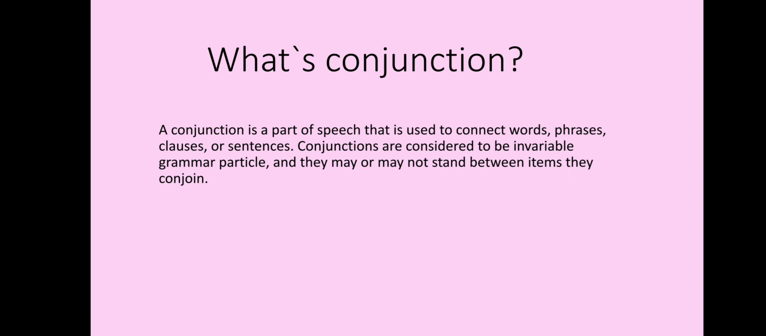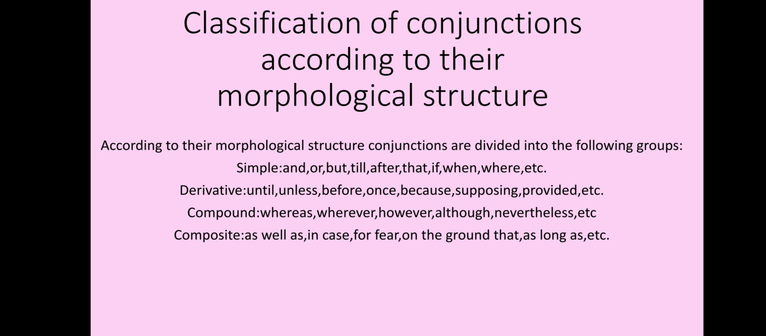What is a conjunction? A conjunction is a part of speech that is used to connect words, phrases, clauses, or sentences. Conjunctions are considered to be invariable grammar particles, and they may or may not stand between the items they conjoin. Classification of conjunctions according to their morphological structure.